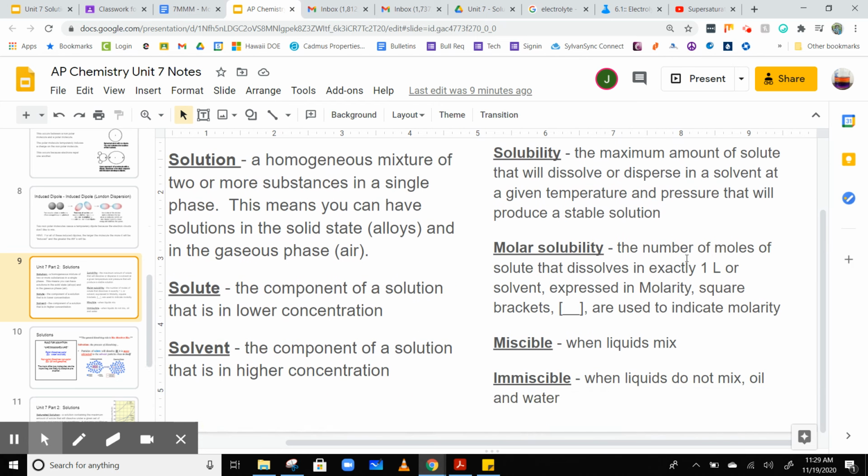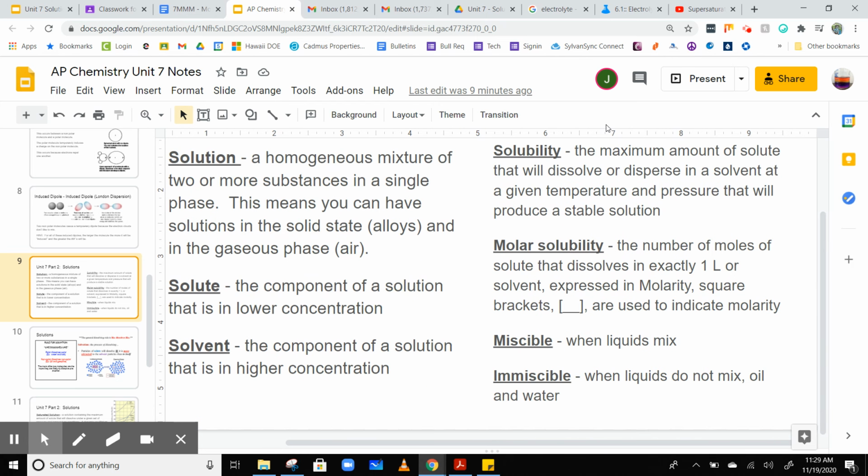When we talk about solubility, the solubility is the maximum amount of solute that will dissolve or disperse in a solvent at a given temperature. And temperature and pressure do matter. As you change temperature and pressure, you're going to change the solubility. In general, solubility for a solid going into a liquid increases with temperature. So the solubility increases with temperature when you're talking about a solid into a liquid or two liquids together.